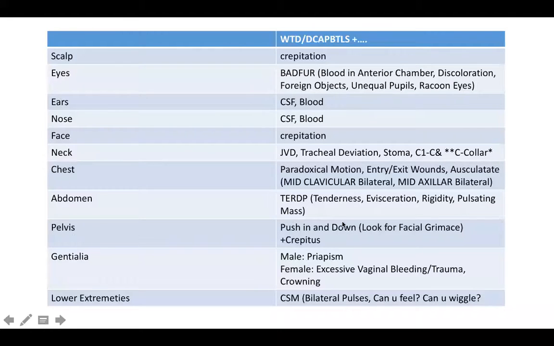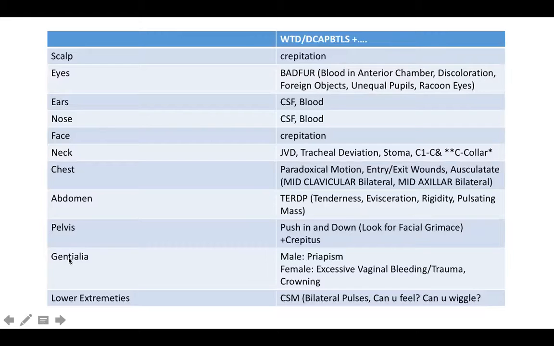And then on the pelvis, you're going to push in and down looking for a facial grimace. That basically means if you push on the pelvis and they're squirming a little bit, that's probably a sign that the pelvis is broken. And if there's crepitation or crepitus on there, it's probably a sign that there's spinal damage. And what's around the pelvis? A lot of arteries, the iliac artery, the femoral artery. So if you move around your patient a lot, then that's possible danger right there.